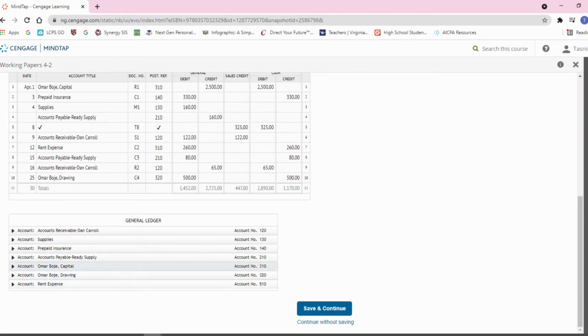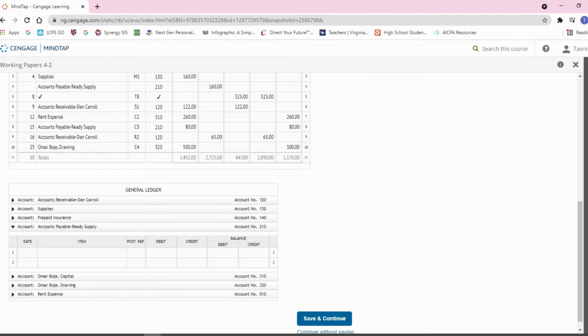Accounts payable. So we're going to go here to accounts payable. And that was on April 4th. So it's the same date, but we do have to type it up because we are in a separate general ledger. So that would be April 4th. Leave that item blank. We have our account up there, and then our post reference is page 1.